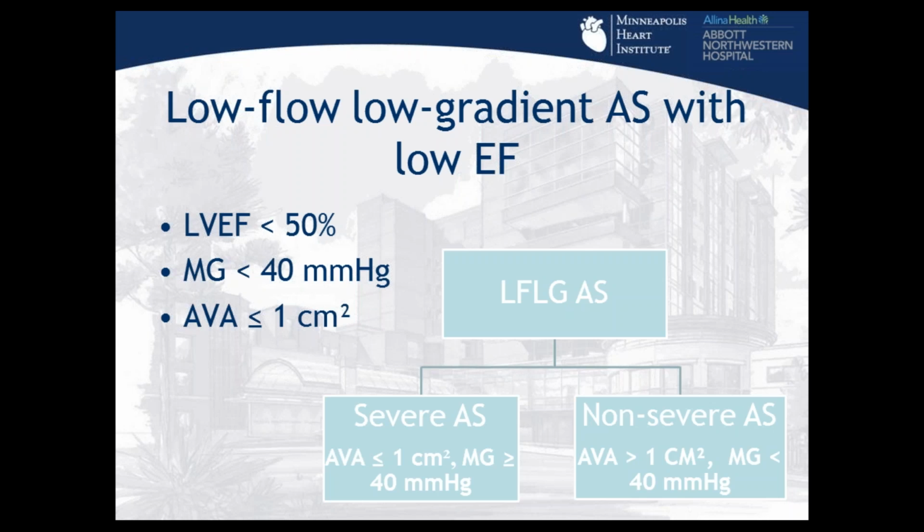Now, as you know, this represents one of two conditions, and that's why we use the dobutamine echo in these conditions. Either a true severe aortic stenosis condition, where if you give dobutamine, the valve area would remain less than 1, but the mean gradient will go above 40. Or the non-severe AS or pseudo-severe AS, where the valve area would go above 1 when you give dobutamine, while the mean gradient remains less than 40.